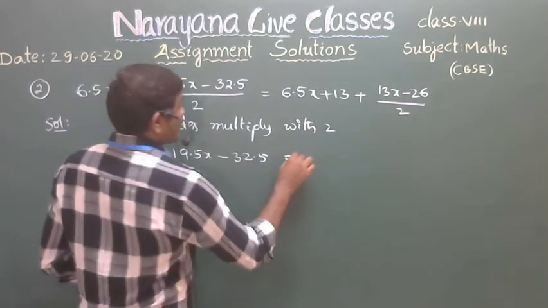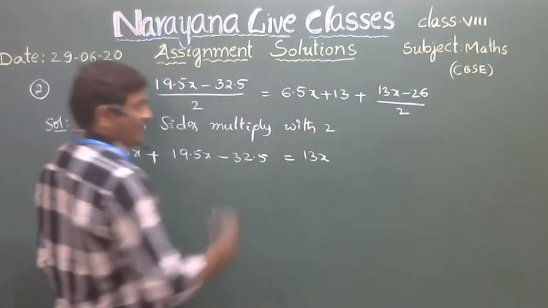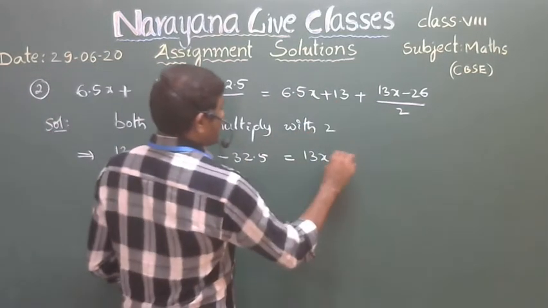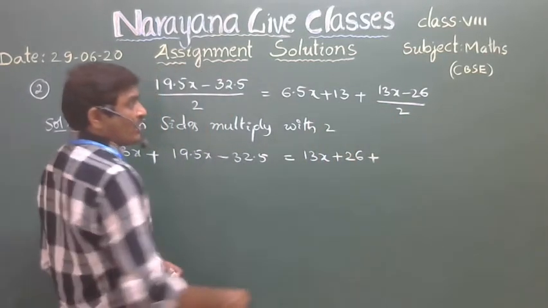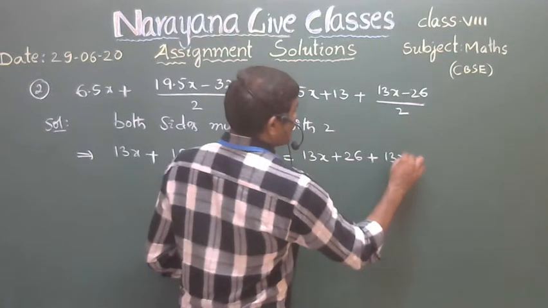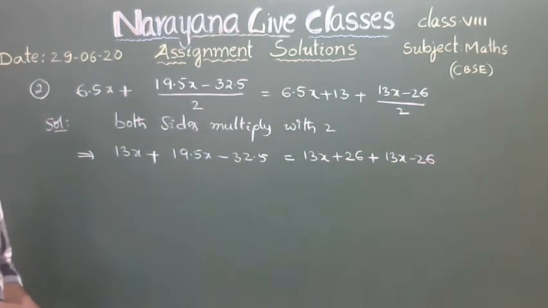Again, 6.5x into 2 is equal to 13x. The right side should also be multiplied with 2. That's why 2 into 13 is 26 plus, now multiplying this term with 2 we get 13x minus 26. Now I got that there are clearly no denominators.